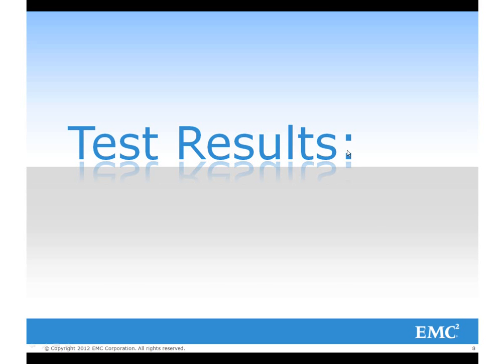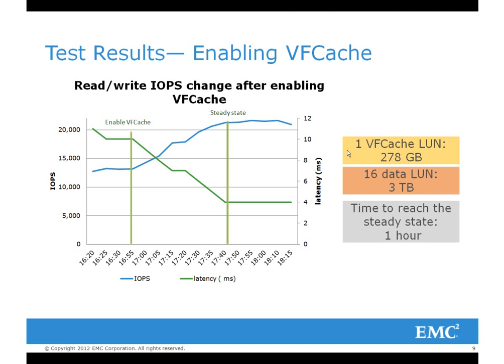Test results. In this environment, there are 16 data LUNs, a total of 1.8 terabytes of data on 3 terabyte LUNs, configured to the single VFCache device with 278 gigabytes of usable cache space. After enabling VFCache for the first time, the performance boost was visible immediately.